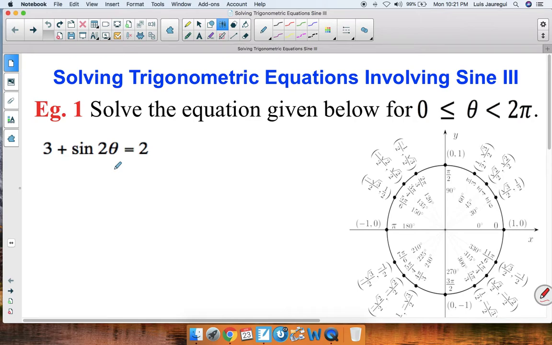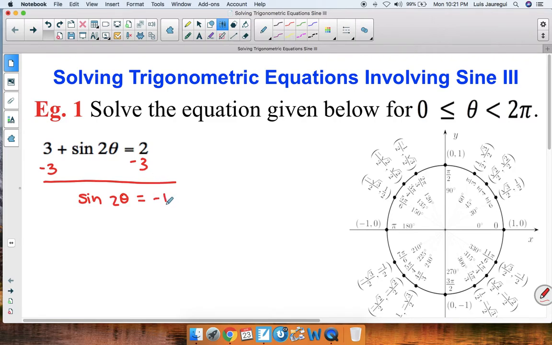Let's take a look at our example. Solve the equation given below for theta greater than or equal to 0 and less than 2 pi. The equation we have here is 3 plus sine of 2 theta is equal to 2. So the first thing we're going to do is to solve for sine. So we have to subtract 3 from both sides here. And this gives you that sine of 2 theta is equal to negative 1.